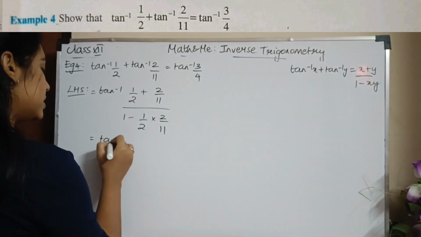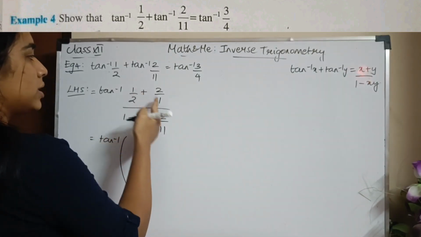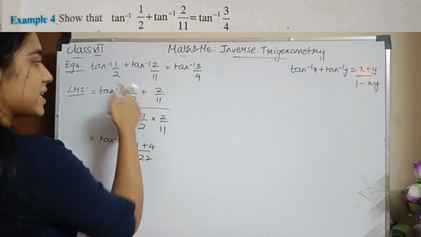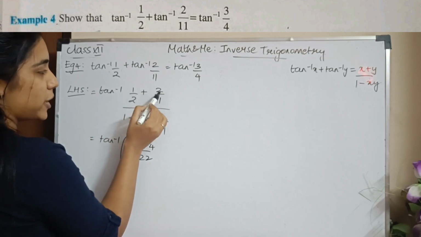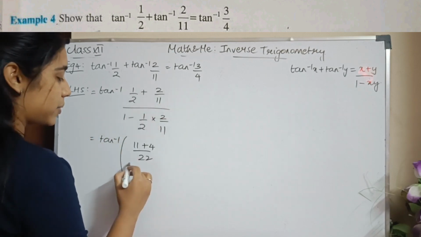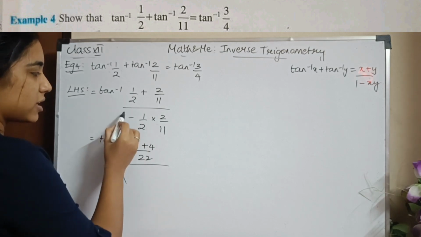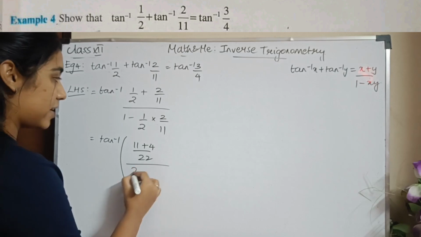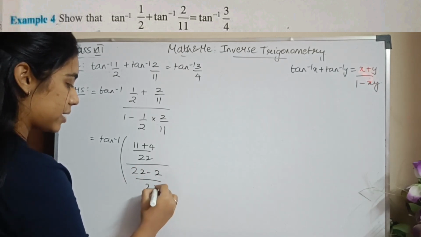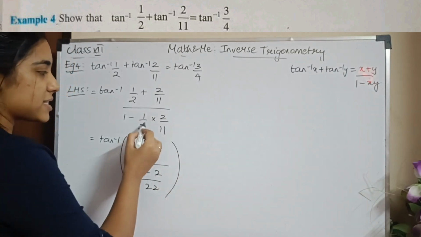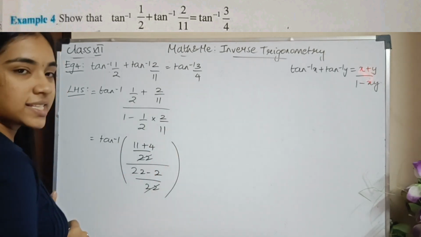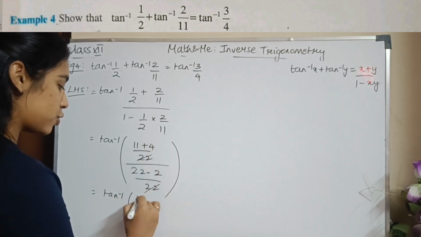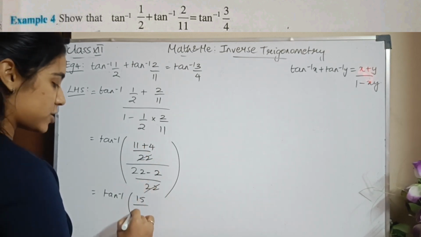So this is going to be tan inverse of the numerator, which is 11 plus 4 divided by 22. When I take the LCM, I have to multiply this by 11, multiply this by 2, correct? So 11 plus 4 divided by 22. The whole divided by denominator 1 minus 2 by 22. So taking the LCM by multiplying 22, what will I have? 22 minus 2 divided by 22. So you understand why I didn't cancel the 2 and the 2. Now the 22 and 22 can be cancelled. So what will I have? Tan inverse of 11 plus 4 is 15 divided by 22 minus 2 which is 20.